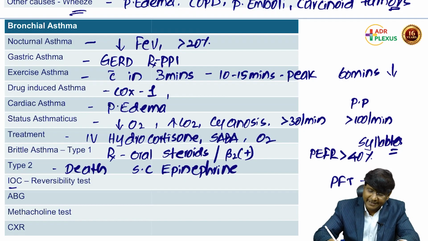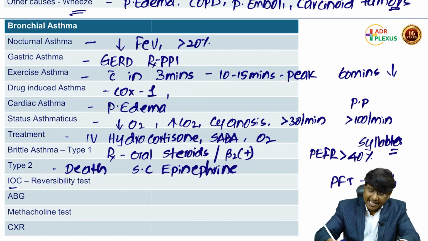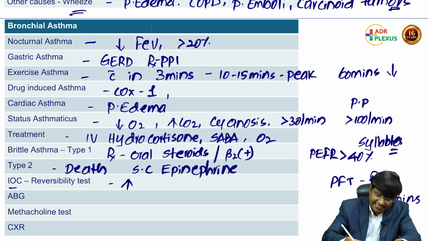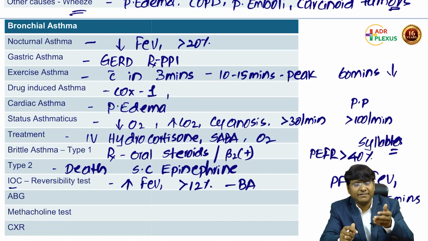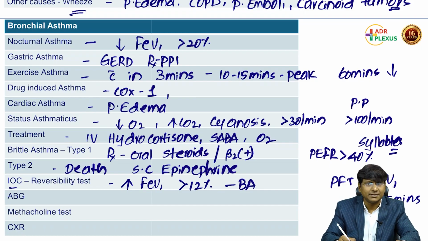You need to check the baseline FEV1, and then you need to give salbutamol nebulization, and you need to wait for 10 to 15 minutes, and then again you need to check the FEV1. Once again, if you check the FEV1, you will find that there will be an increase in FEV1 by more than 12%. That is what is considered to be bronchial asthma. Whereas if the increase in FEV1 is less than 12%, then those patients are considered to be COPD. So the increase in FEV1 should be more than 12%, right?